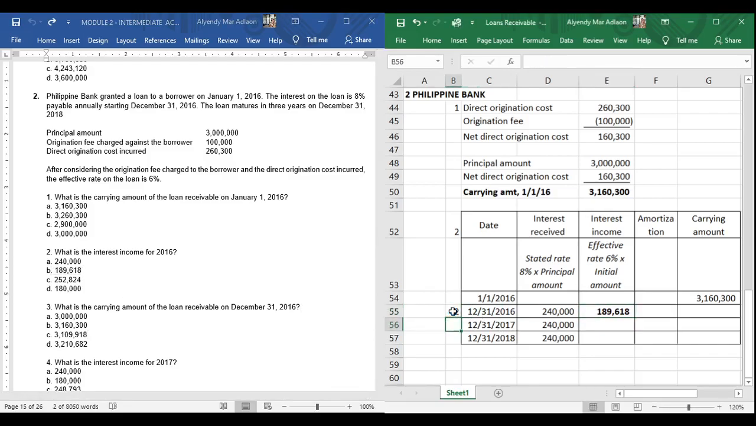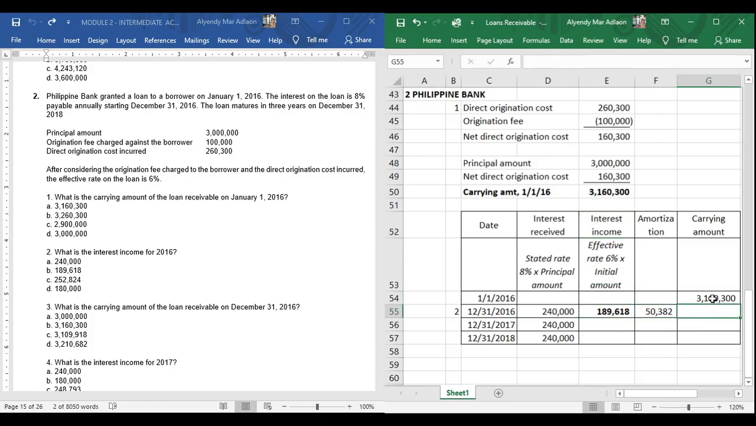So I'm just going to put here, number 2, 189,618. Now, how do we compute the amortization? That would be the difference. Class, as you can see, the interest received is greater than the interest income.